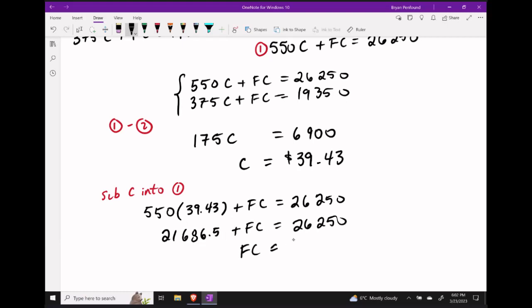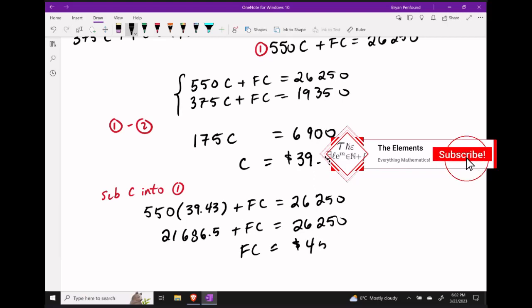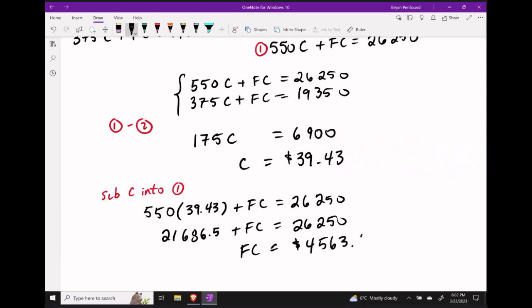And to solve for our fixed costs, we can subtract. So we'll take our 26,250, subtract 21,686.5, and we should get a fixed cost final answer of $4,563.50.